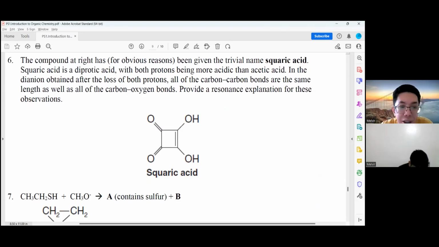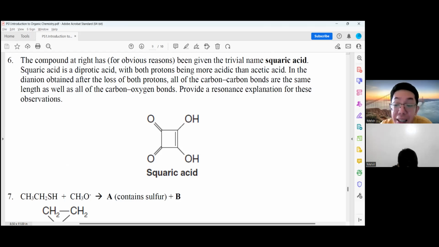Ayan. The compound below has, for obvious reasons, been given the trivial name. Tingnan mo yung trivial name niya, Josh. Squaric acid. It's a very funny name. It's not really obvious why it's squaric acid, right? So, anyway, squaric acid is a diprotic acid. When you say diprotic acid, ano nga ulit meaning nun? It means you have what, Josh? You have two protons. Okay, good.